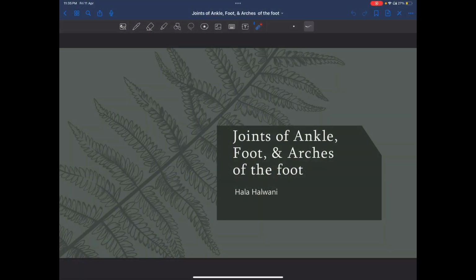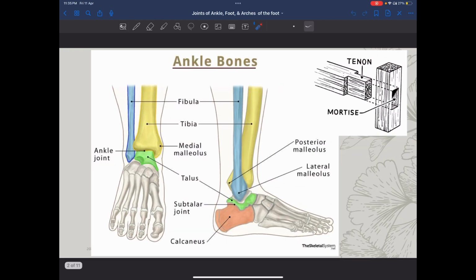Okay, so hello everyone, my name is Hala Halwani and I'll be talking about joints of the ankle, foot, and arches of the foot. So first I'll introduce by talking about the bones that form the ankle joint.